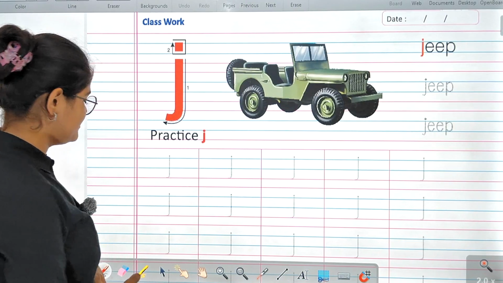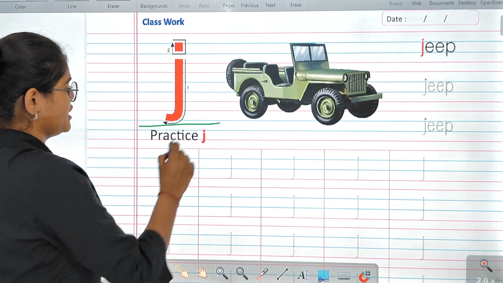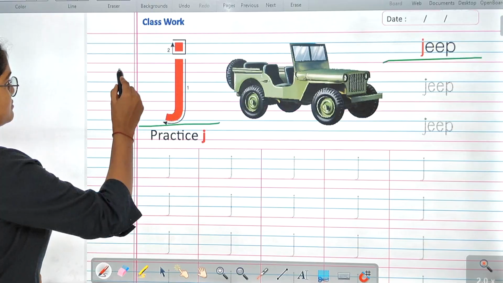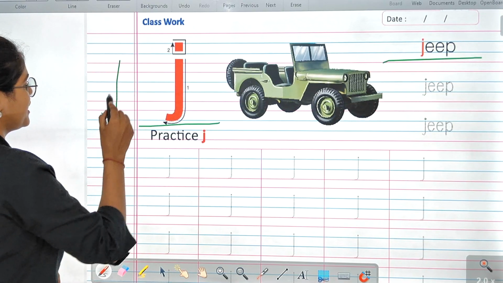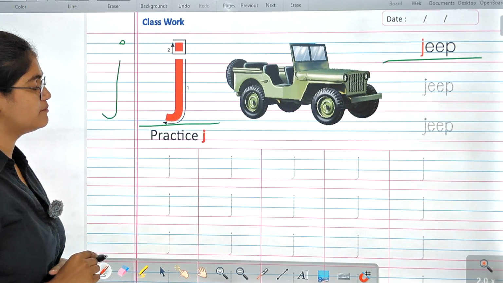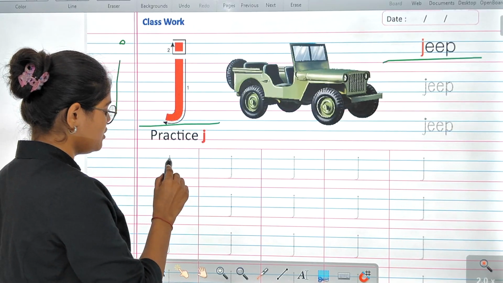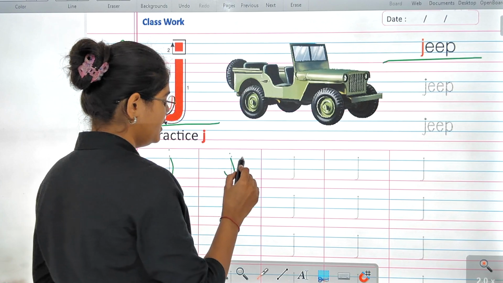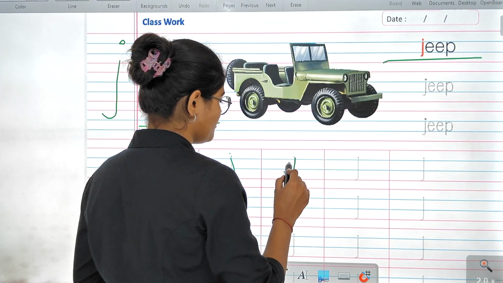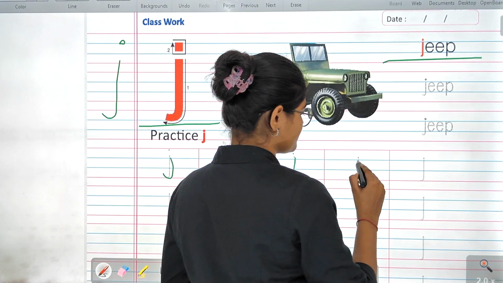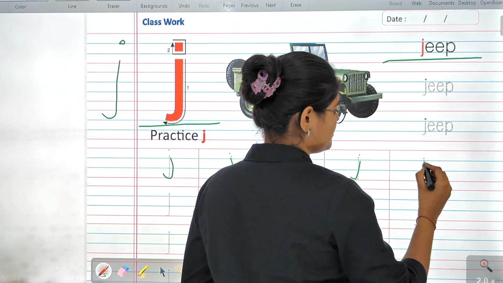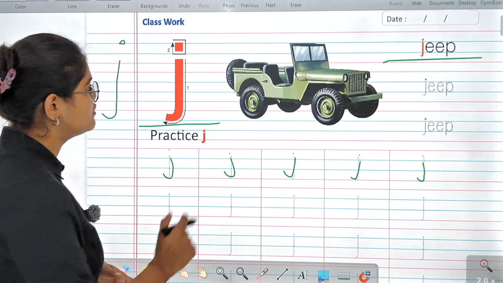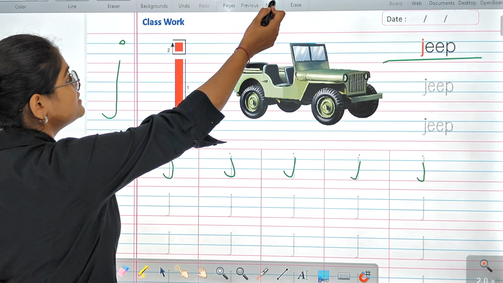The next that we have is J. J stands for jeep. Let's practice J now. J for jeep. J for jeep. Let's move ahead to the next alphabet.